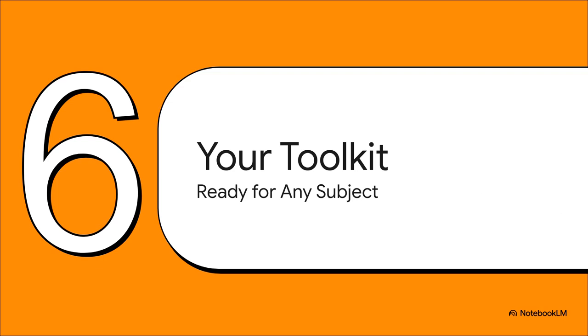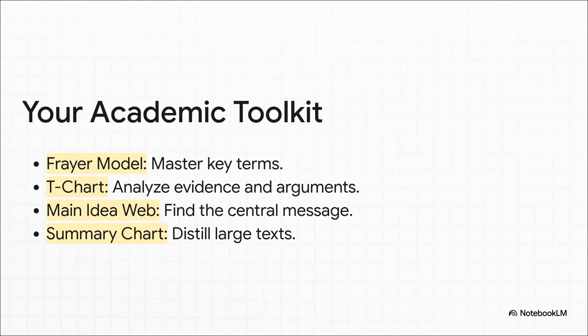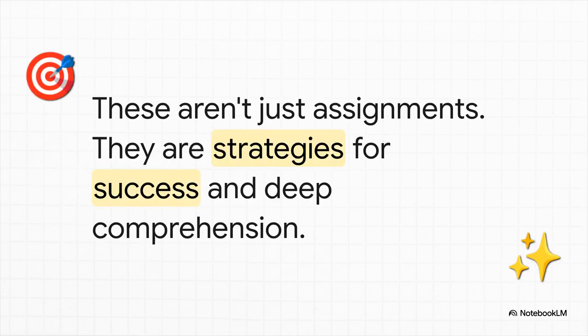So, after working through these 4 organizers, you're not just walking away with a few filled-out charts. You've actively built a complete comprehension toolkit that you can carry with you into any classroom for any subject. Let's put it all together one last time. The Frayer model helps you master the words, the T-chart helps you analyze the arguments, the main idea web gets you to the core message, and the summary chart helps you put it all together. Each tool has a specific job, and when you use them together, you're ready for any reading challenge they throw at you.